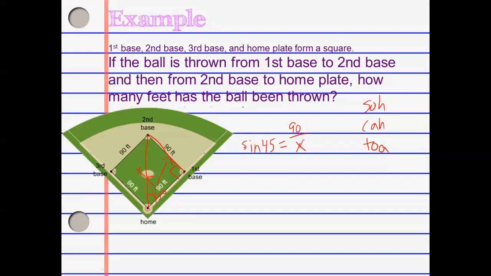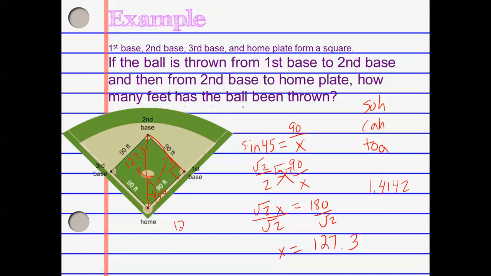So again, remember, we know that sine 45 is square root of 2 over 2. Okay, so we have square root of 2 over 2 equals 90 over x. Now we're going to cross multiply. So we have square root of 2 times x equals 180. And then we're going to divide by square root of 2. Remember, we are using 1.4142 for square root of 2. So we take 180 and divide that by 1.4142. And that's going to give us that x equals 127.3. So we know that the length of the hypotenuse is 127.3.